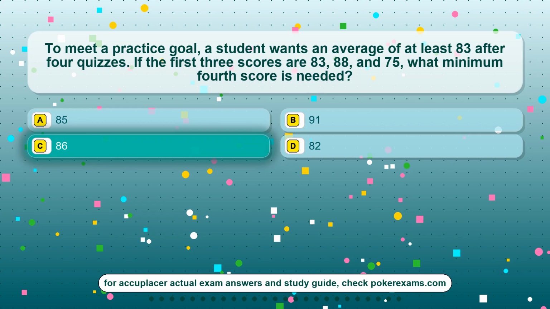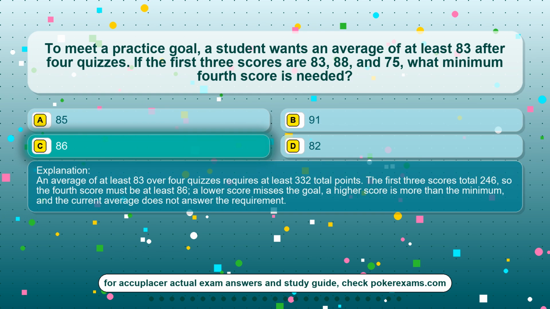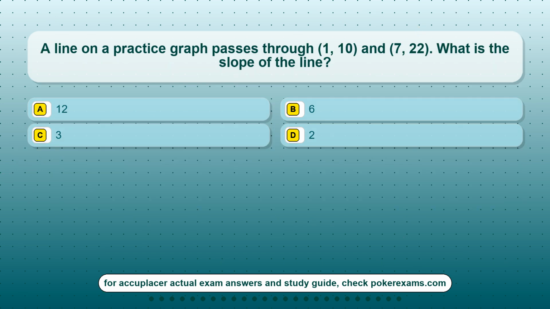The correct answer is option C, 86. An average of at least 83 over 4 quizzes requires at least 332 total points. The first 3 scores total 246, so the fourth score must be at least 86. A lower score misses the goal, a higher score is more than the minimum, and the current average does not answer the requirement.